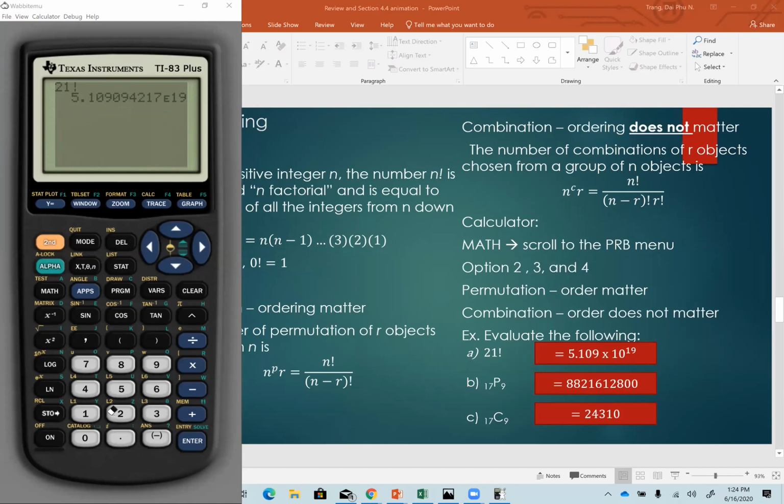If you have to do part B, this is what you need to do: type 17, math, go over to P or B, and go down to NPR, which is option 2, and then type 9. Everybody see where I have 17 NPR 9? That's 17 P 9, where N is the total and R is how many items we need to choose.